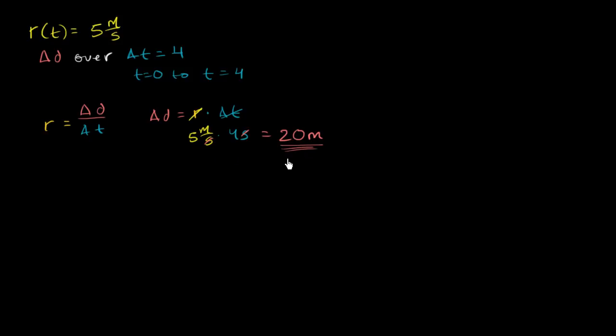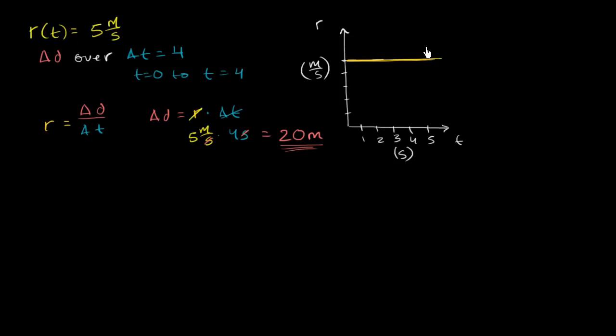What I want to do now is connect this to the area under the rate function over this time period. So let's graph that. So that's my rate axis. This is my time axis. This is going to be in seconds. This is going to be in meters per second. So let's see, 1, 2, 3, 4, 5. That seems about enough. And then I go 1, 2, 3, 4, 5. Our rate, at least in this example, is a constant 5 meters per second. So that is my r of t in this example.